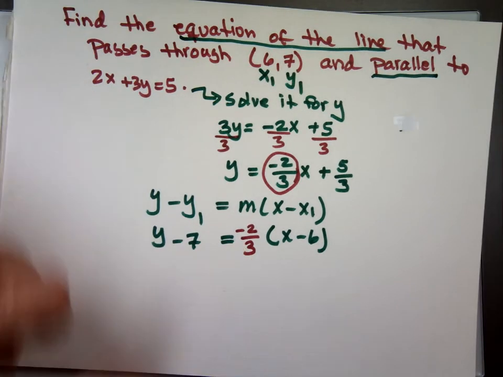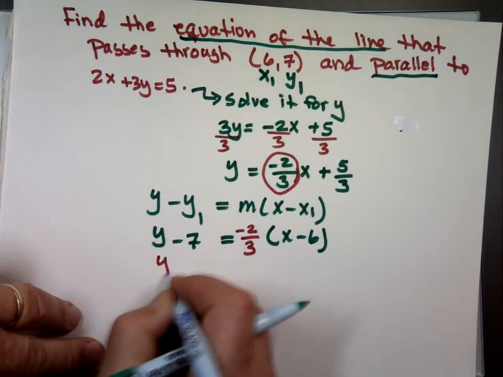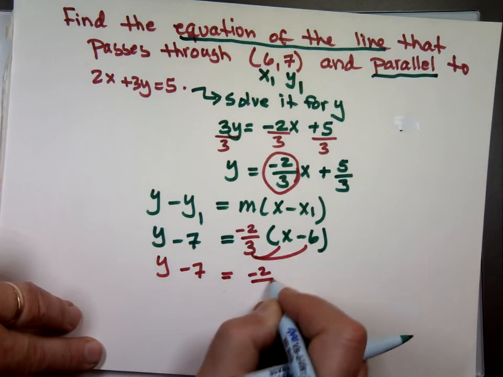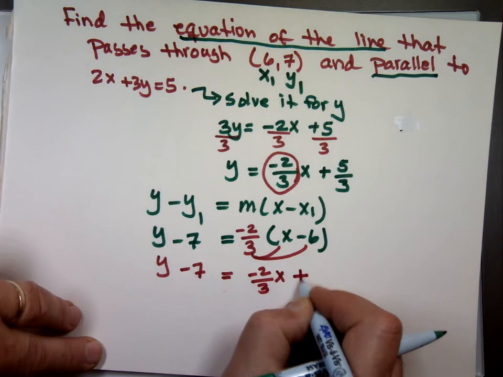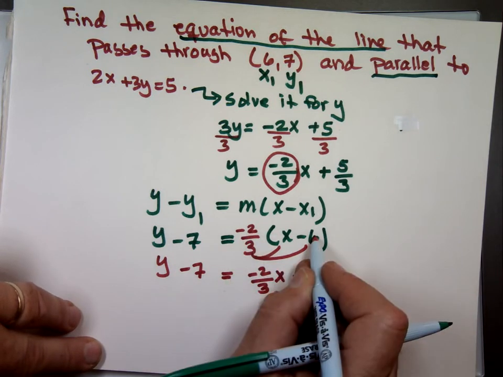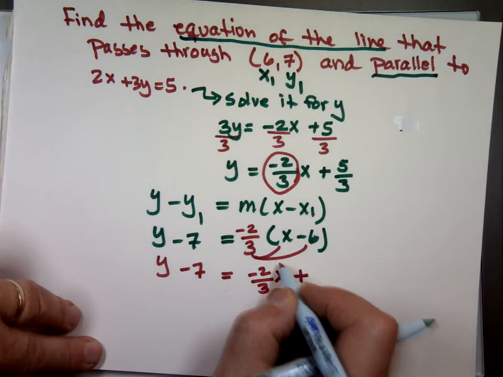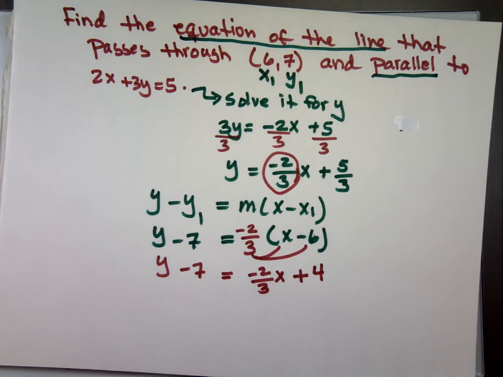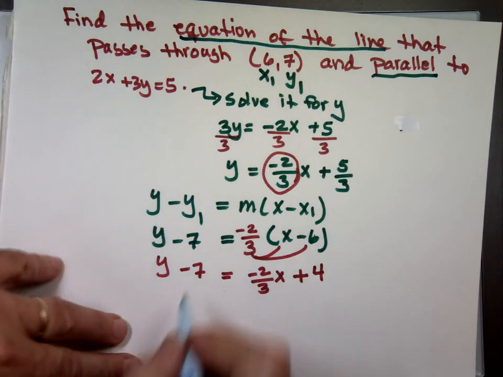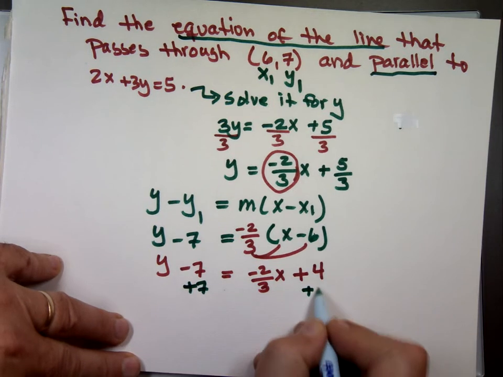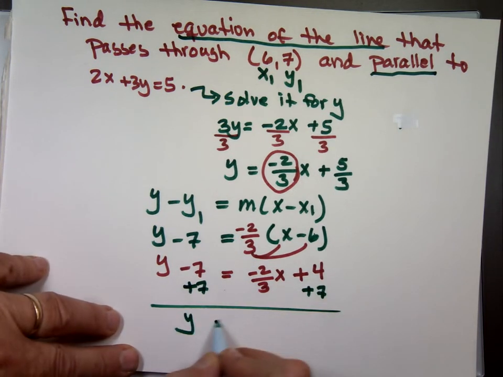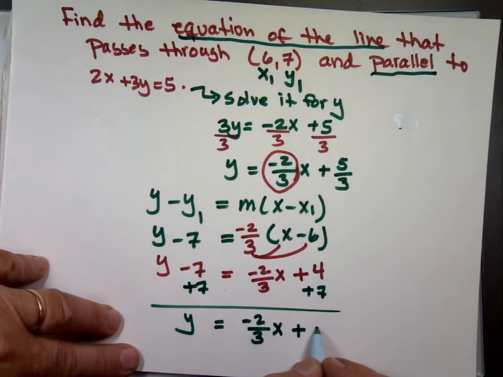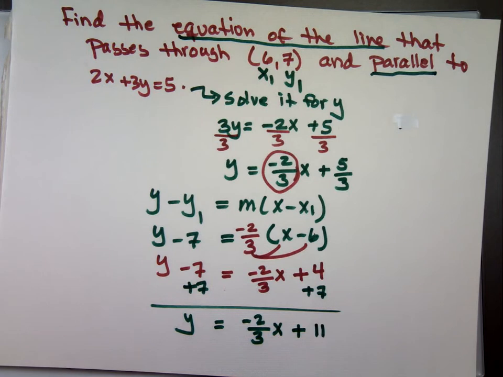Now let's multiply it through. And that'll be what? Positive 12 divided by 3. What's 12 divided by 3? 4. Now to solve for y, we add 7 to both sides. Plus what? 11? That's my answer.